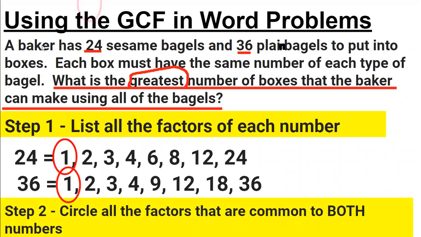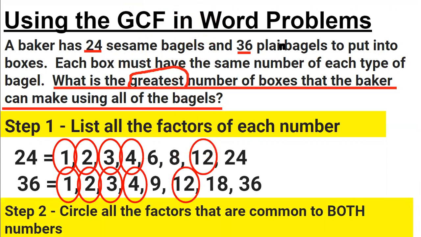1s, 2s, 3s, there's 4s in both, and there's 12s in both. And by the way, if you prefer using the prime factorization method, go back and watch the previous video if you need a refresher on how to use the prime factorization method.